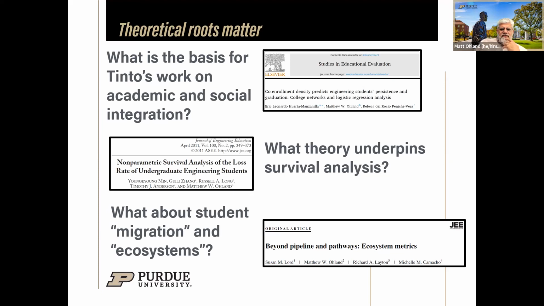And so there's some really interesting conversation there. And then survival analysis, a lot of that work comes out of the medical community, where it's an event-based analysis, but the event is typically death, and so hence the term survival analysis.